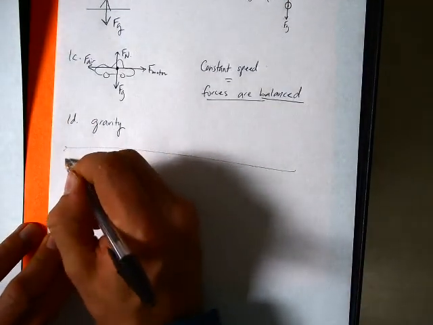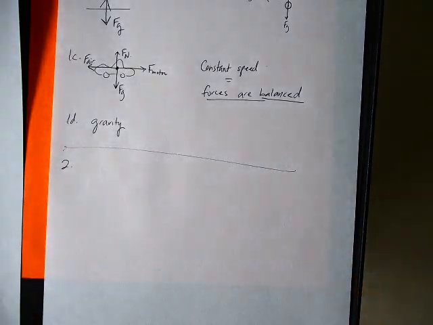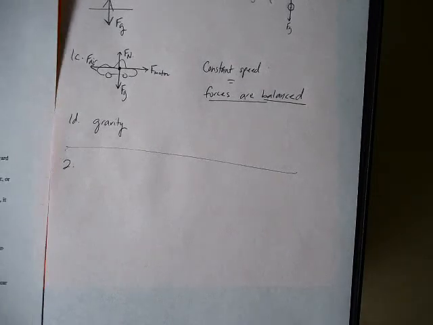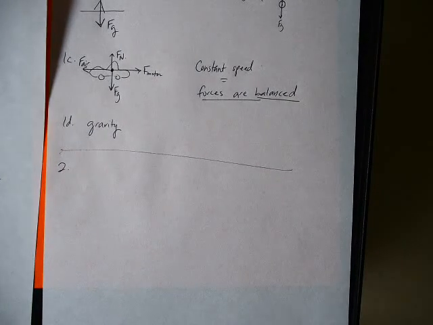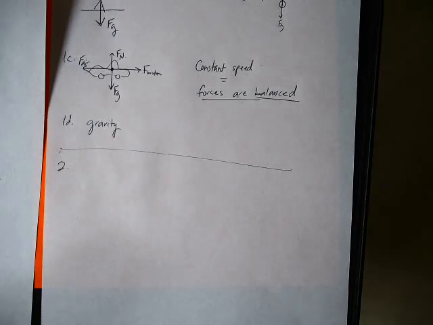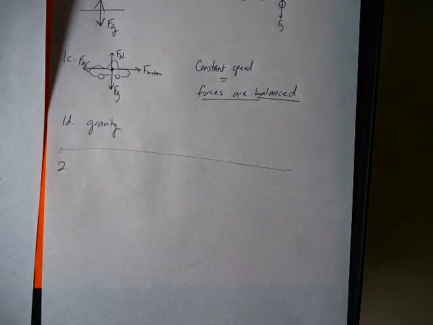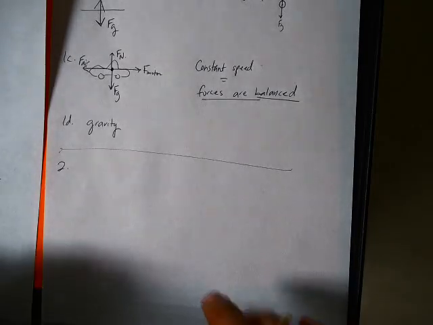So, for number 2, a soccer ball is kicked with a force of 20 newtons to the right at 90 degrees and 10 newtons straight forward at 0 degrees. What direction will the ball travel after being kicked? So if we remember, this is vector addition.